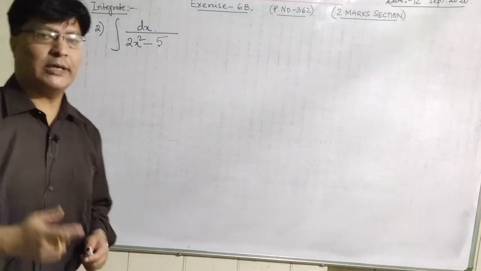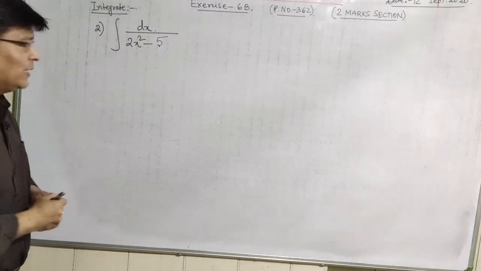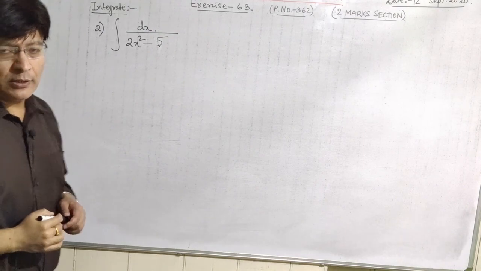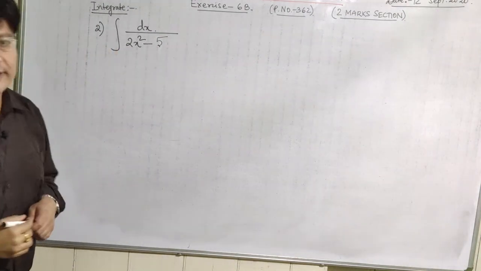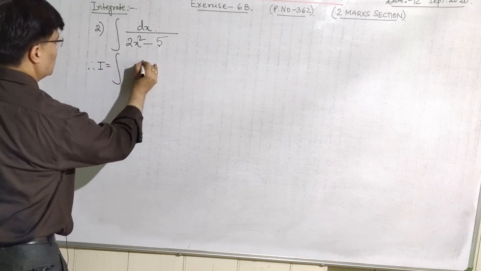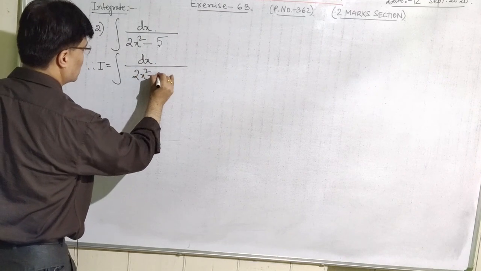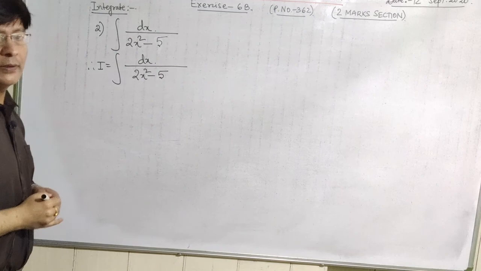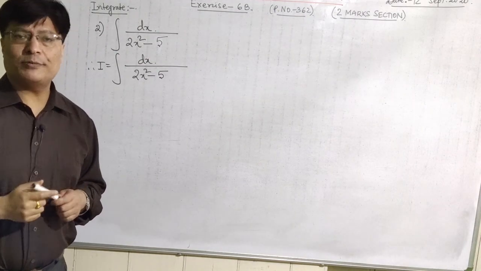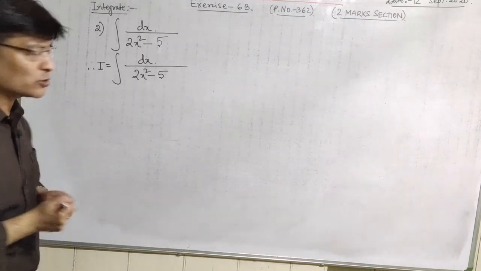So now we'll do the next question, that is question number 2. So let's do this question now. It is integration of dx divided by 2x square minus 5. So here also you have to make the coefficient of x square positive 1. I already told you that always make the coefficient of x square positive 1. So here also you should take 2 as common.